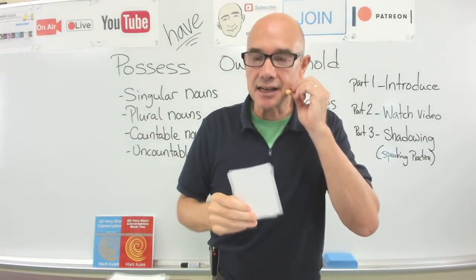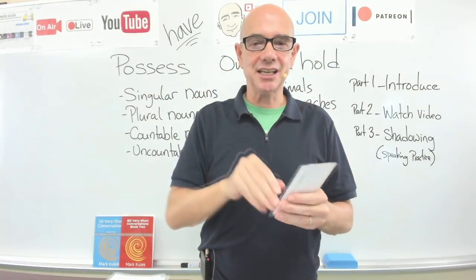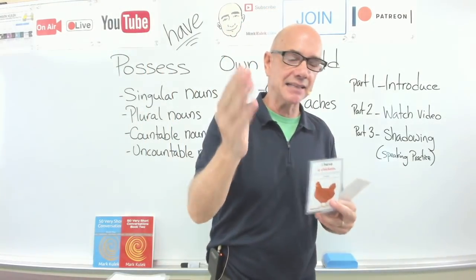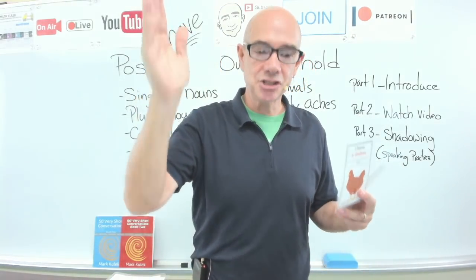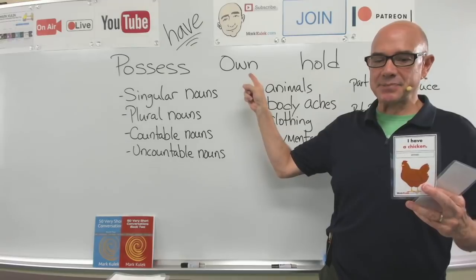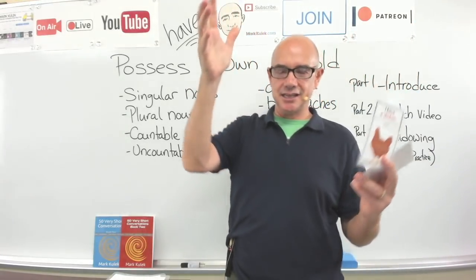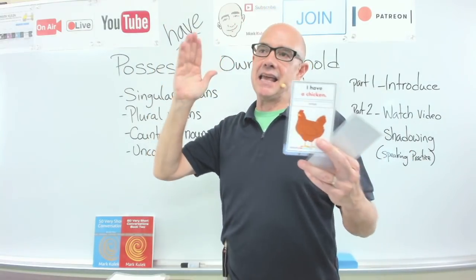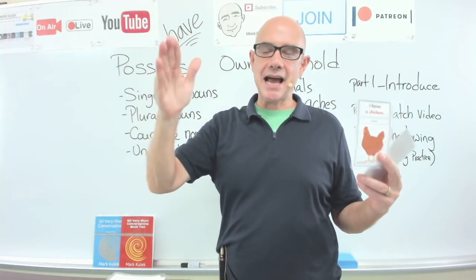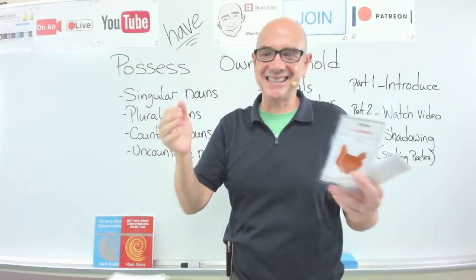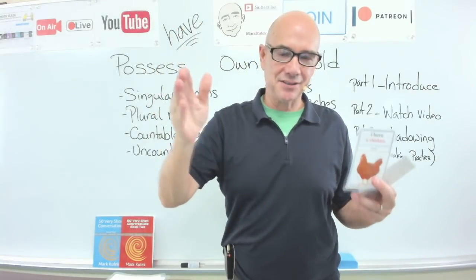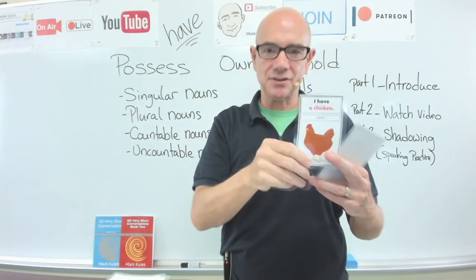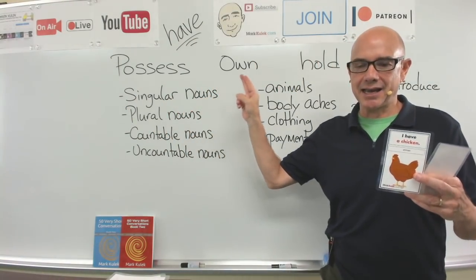I have a chicken. Okay, it's an animal. I have a cat. I have a dog. I have a chicken. So I own, right? I possess it. Okay, I have a chicken. And every day it lays eggs, right? I have a cat. And every day my cat says meow. I have a mouse. Every day my mouse runs on a wheel, right? So animals, I have. It's my chicken.